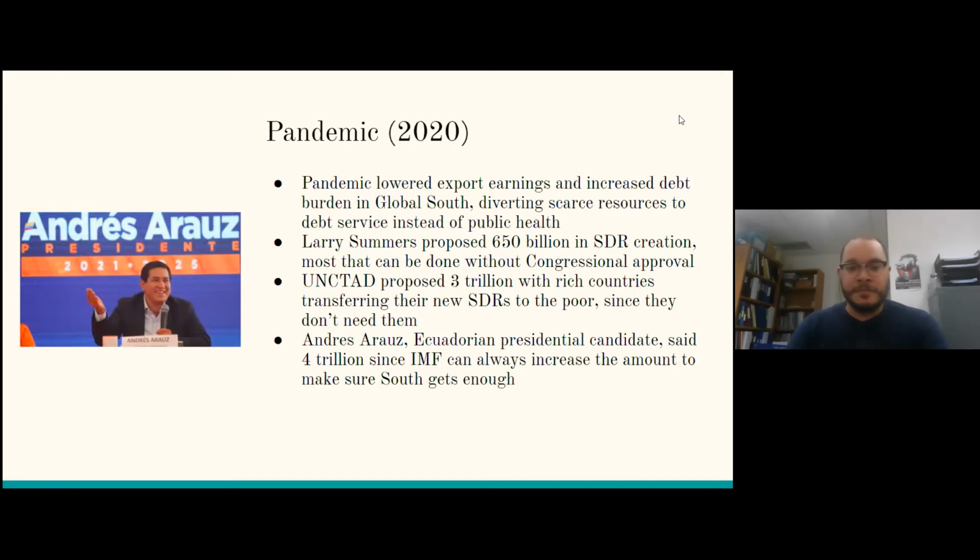Andrés Arauz, who recently lost the presidential elections in Ecuador and who's an economist, argued for $4 trillion, saying that instead of getting bogged down in fights over how to deal with the unfair allocation formula, there's no limit to how much money can be created. So he says just create enough money so that countries in the global south can get what they need, right? And we can figure out the formula later.